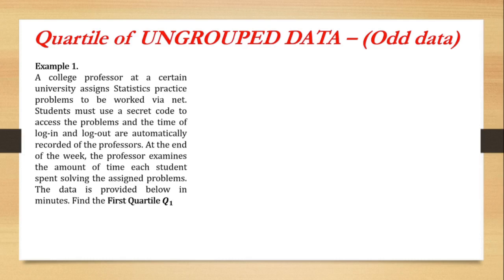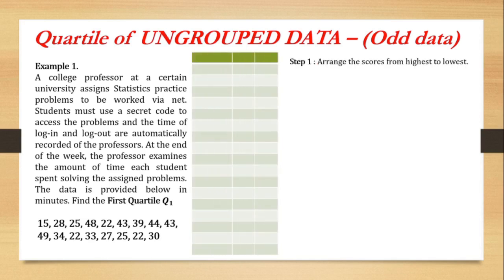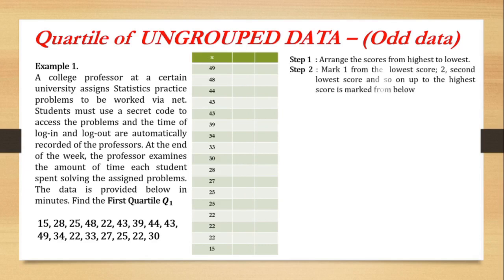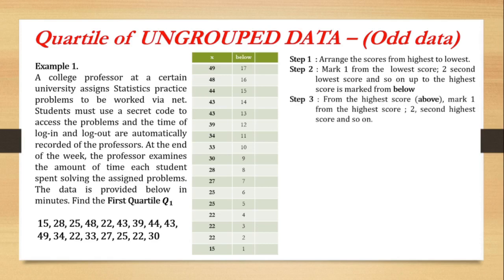Find the first quartile or Q1. This is our data. We have steps to be followed to find the first quartile of the data. First step is to arrange the scores from highest to lowest. The second step is to mark 1 for the lowest score, 2 for the second lowest score, and so on up to the highest score, marked from below. Step 3. From the highest score above, mark 1 for the highest score, 2 for the second highest score, and so on.